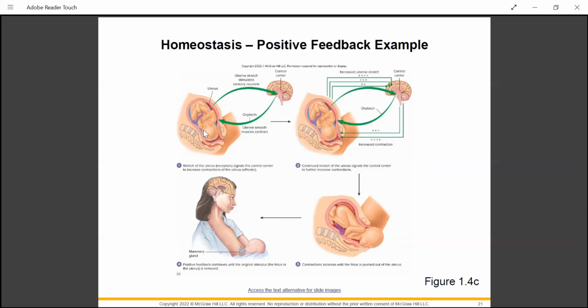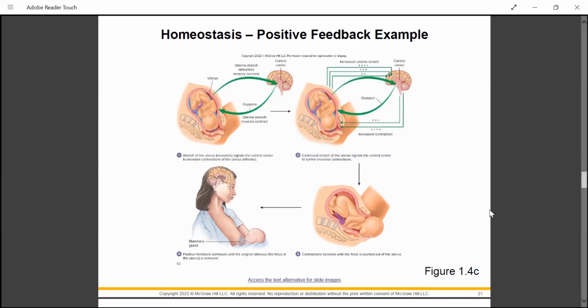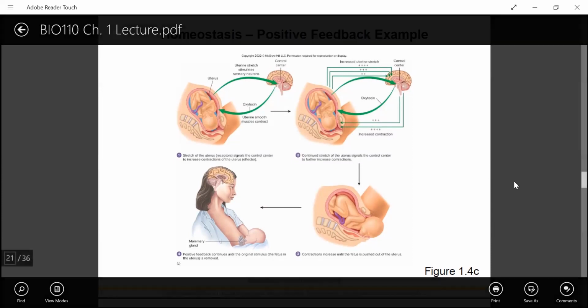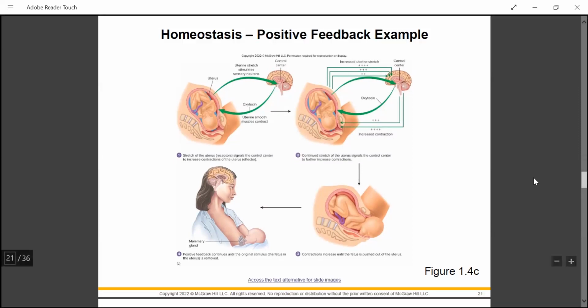But we're amplifying the response. If this was a negative feedback loop, when oxytocin was released, then there would be less contraction of the uterus so that less oxytocin was released. So it would oppose the response. In this case, we're amplifying the response. Again, even though these aren't seen as common, I want you to really understand the difference between negative and positive. So please reach out to me if that is a confusing concept.